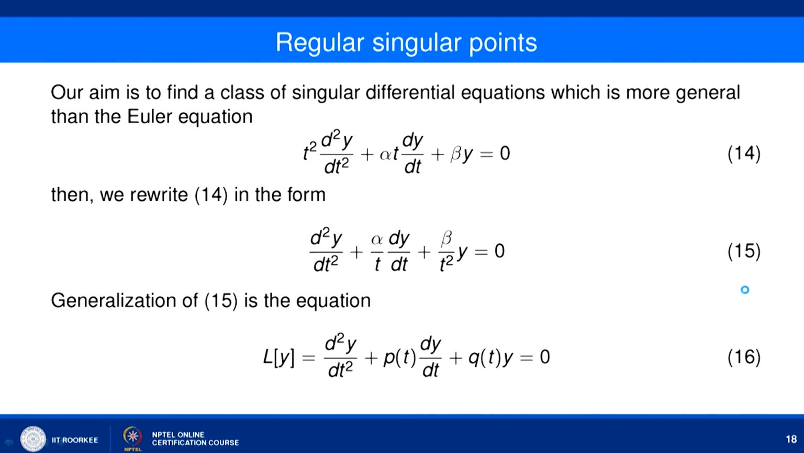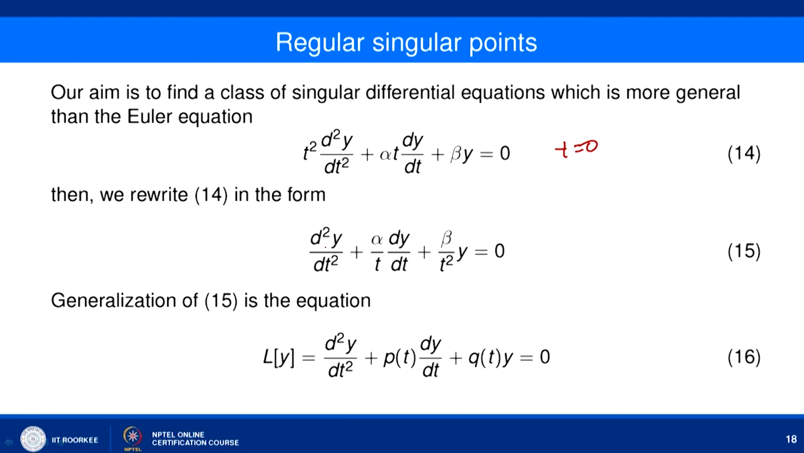Euler equation, if you remember, is t square d2y by dt square plus alpha t dy by dt plus beta y equal to 0. Here we can easily check that t equal to 0 is a singular point of this differential equation, because the coefficient of d2y by dt square is coming out to be 0. So t equal to 0 is a singular point, but we know how to solve this, and so let us see.